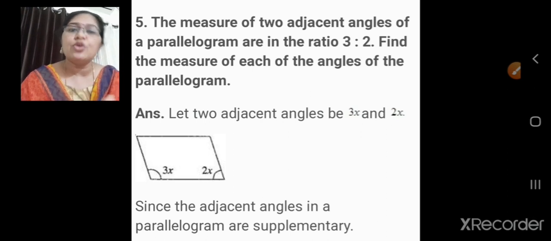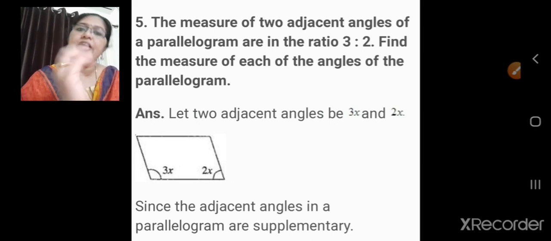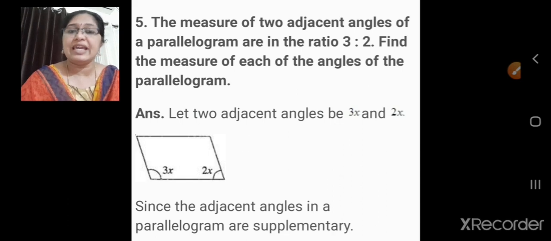So what will you do? 2x plus 3x equal to 180. 2x plus 3x is how much? 5x equal to 180. Then we will find the value of x. So x is equal to 180 by 5. Then you will get the value of x. Then you will substitute in 3x and 2x and find the value of the angles.